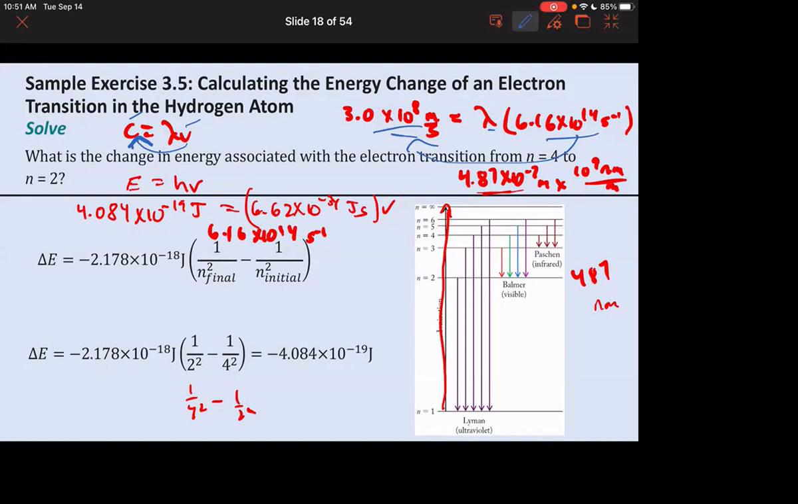3 times 10 to the 8th divided by 6.16 times 10 to the 14. It looks like it's right in terms of the actual band that we see there, so it should be right. Hold on. Okay, yes. You got it? Okay. Other questions?